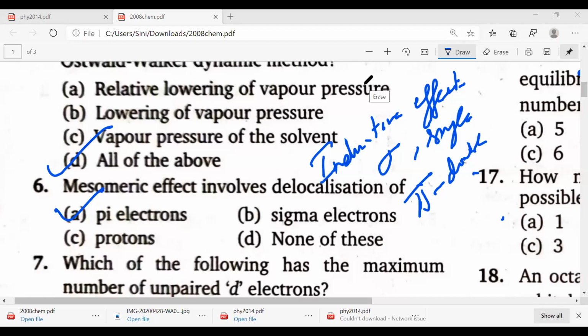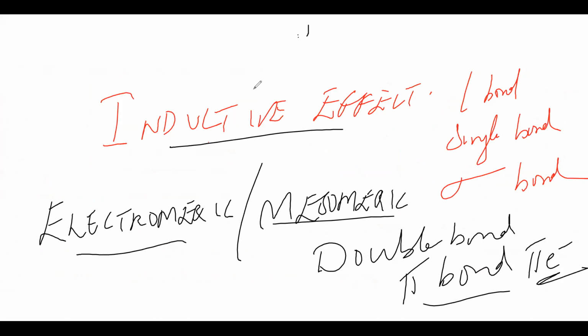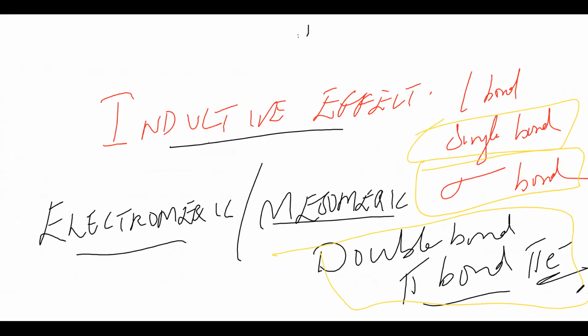Fine. If you find protons or neutrons or anything, kindly do not tick those things. Sigma or pi. That's it. For us, the keyword is what? Sigma and pi. Mesomeric means pi. Electromeric means what? Pi. So please copy down this thing. Do not think of any other thing other than this sigma bond or single bond. Here, double bond or pi bond or the pi electrons. That's it, for electromeric or mesomeric effect. Please copy it down. That's it.